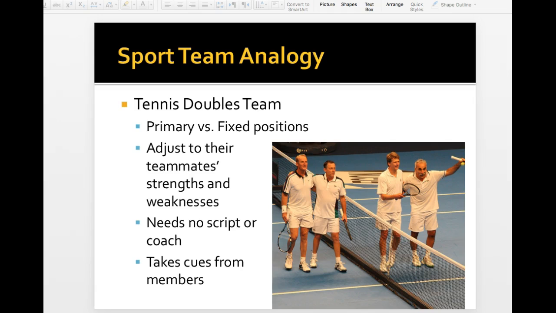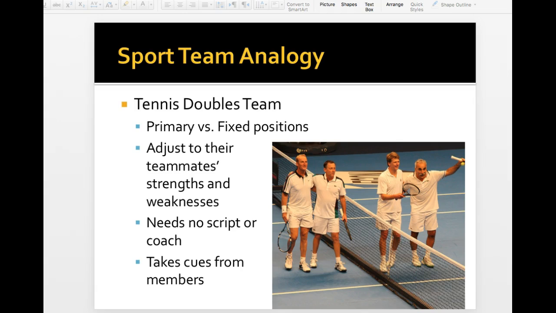They take the cues from the other members, and that's what we're trying to get your group to work towards: playing as this tennis doubles team where you're learning from each other, adjusting for each other's weaknesses. You don't necessarily need somebody over your shoulder directing all your actions and decisions. So that's kind of the ideal.